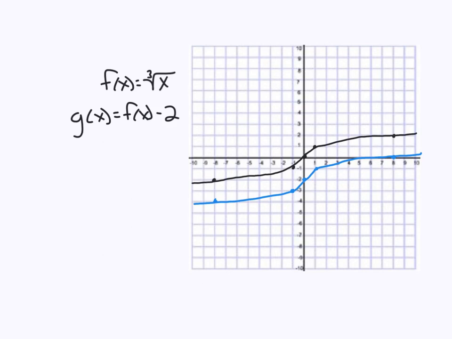We can also change the way this equation is written. Again, this is in function notation. So what I'm going to do is replace f of x with the cube root of x, and then bring down the minus 2. So those are the two different notations that you might see written for this graph.